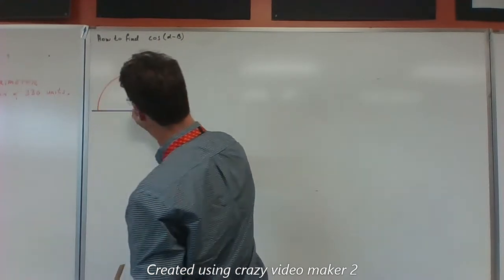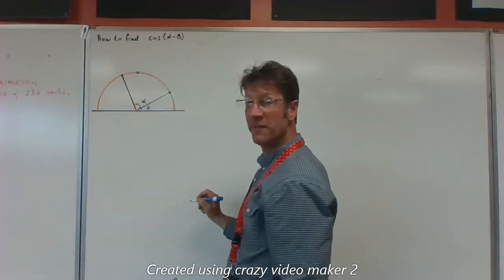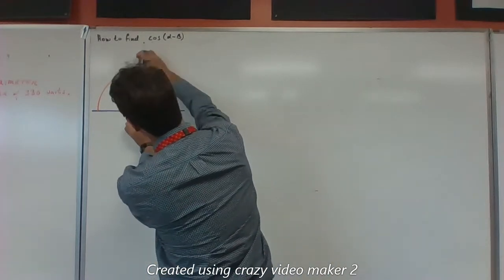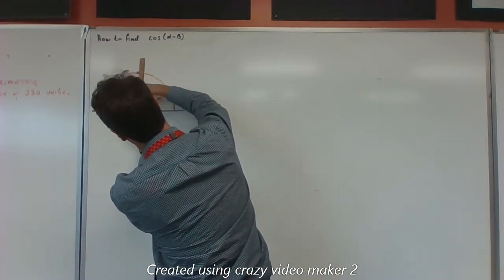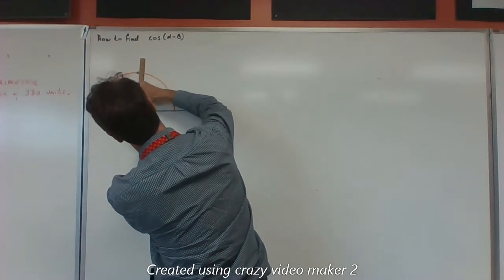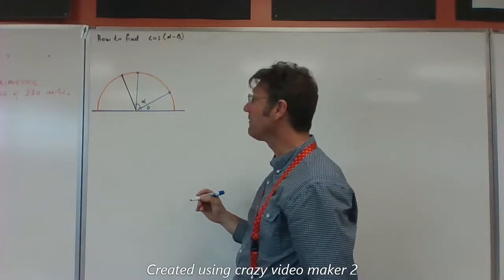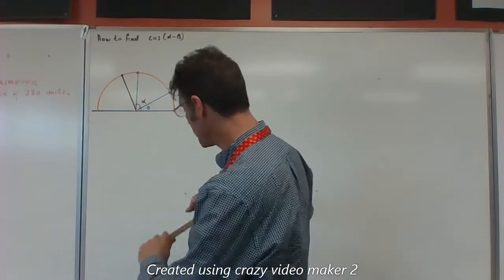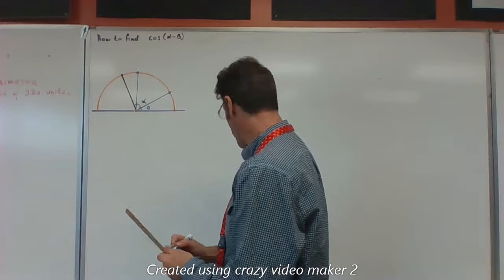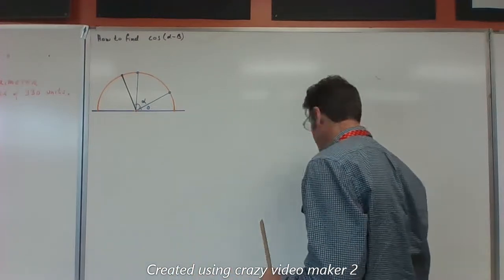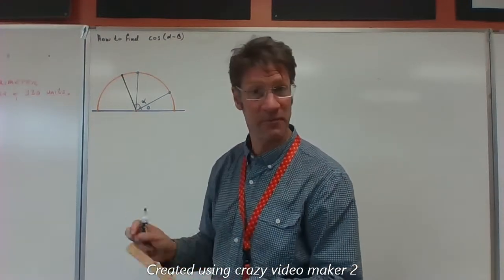So alpha is the big angle. Beta's right there, okay? And when we go to this, I've got to get to it. That angle that we have is alpha minus beta. Okie dokie. Now, the fun part here is going to be connecting some dots.